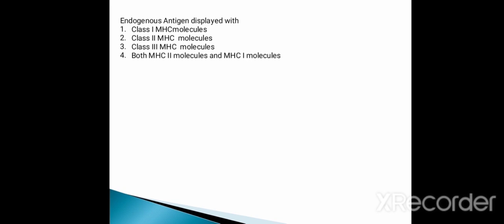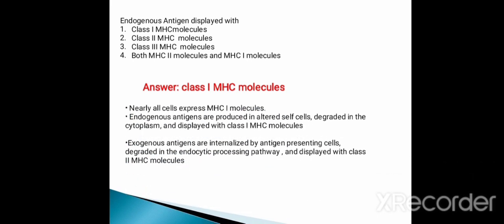Endogenous antigen displayed with option 1 class 1 MHC molecule, option 2 class 2 MHC molecule, option 3 class 3 MHC molecule, option 4 both MHC 1 and 2 molecules. And the correct option is class 1 MHC molecule. Nearly all cells express MHC1 molecules. Endogenous antigens are produced in altered cells, degraded in the cytoplasm and displayed with class 1 MHC molecules, whereas exogenous antigens are internalized by antigen presenting cell, degraded in the endocytic processing pathway and displayed with class 2 MHC molecule.